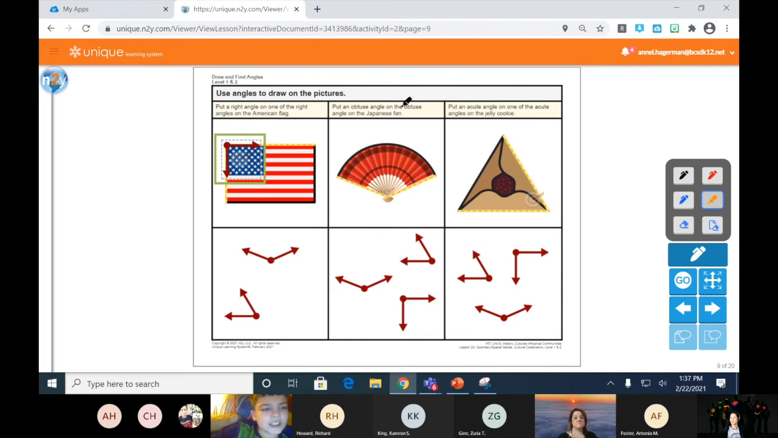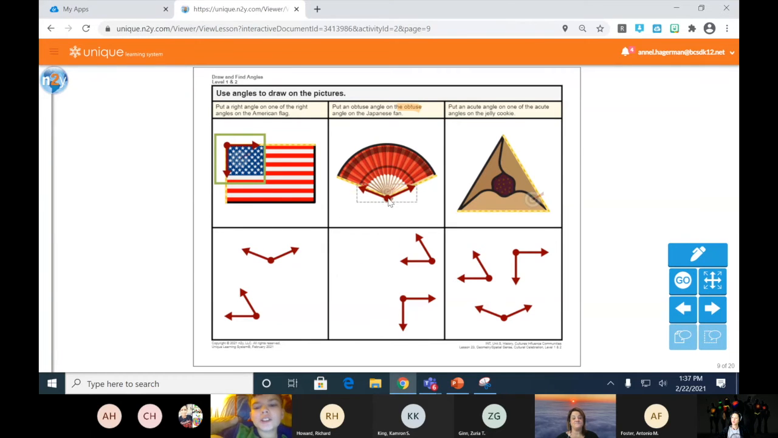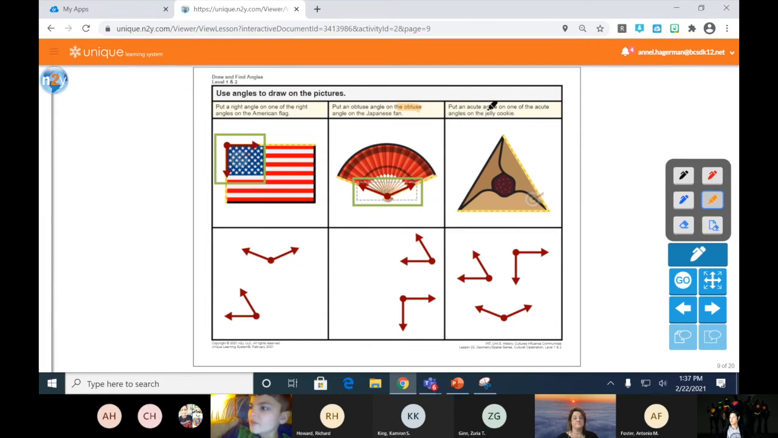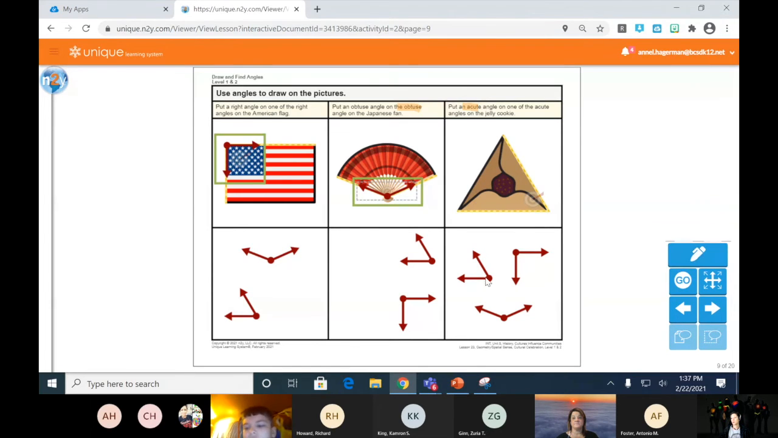So obtuse angle means it's bigger than 90 degrees. It's going to be bigger. The more open the angle is, the bigger the angle is. So I'm going to match the angle here. There we go. That's an obtuse angle. Put an acute angle on the jelly cookie. Acute means it's smaller than 90 degrees. The closer together the angle gets, the smaller it is. So I'm just going to match my acute angle. There we go.